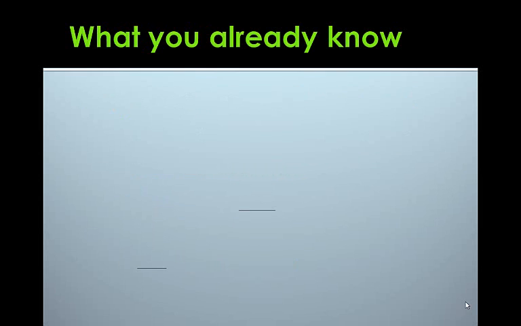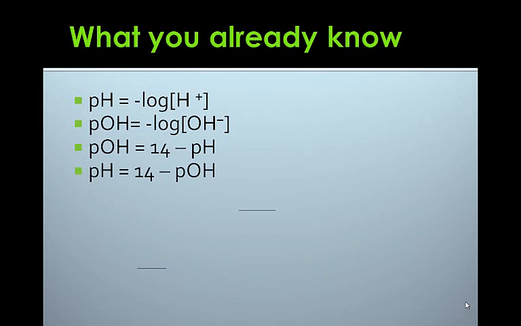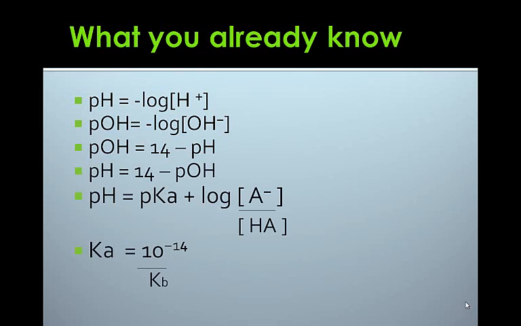What you already know is that pH equals the negative log of the concentration of H plus ions. pOH equals the negative log of the concentration of OH minus ions. The pOH equals 14 minus the pH. The pH equals 14 minus the pOH. pH equals pKa plus the log of the concentration of base over the concentration of the acid, which is also the Henderson-Hasselbalch equation. And Ka equals 10 to the negative 14 over Kb.